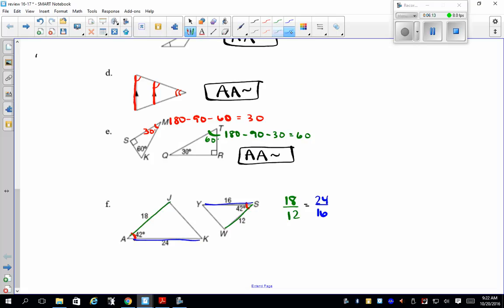And when I simplify these in my calculator, 18 over 12, I get 1.5, and 24 over 16, I get 1.5. And because these two are equal, I know that this is similar by side, angle, side, similarity. Each triangle has two sides and one angle, and they're in the same position.